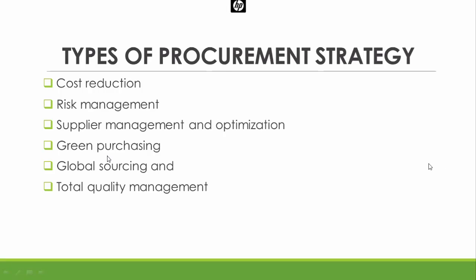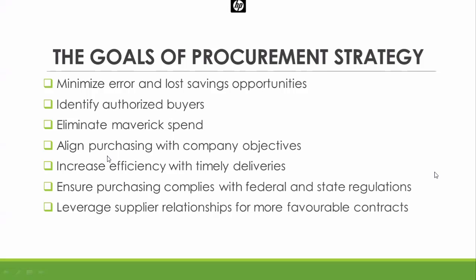Tapos yung goals ng procurement strategy po, minimize error and save loss savings opportunities, identifying authorized buyers, eliminate maverick spend, align purchasing with company objectives, increasing efficiency with timely deliveries, ensure purchasing complies with federal and state regulation, leverage suppliers relationship for more reportable contracts.